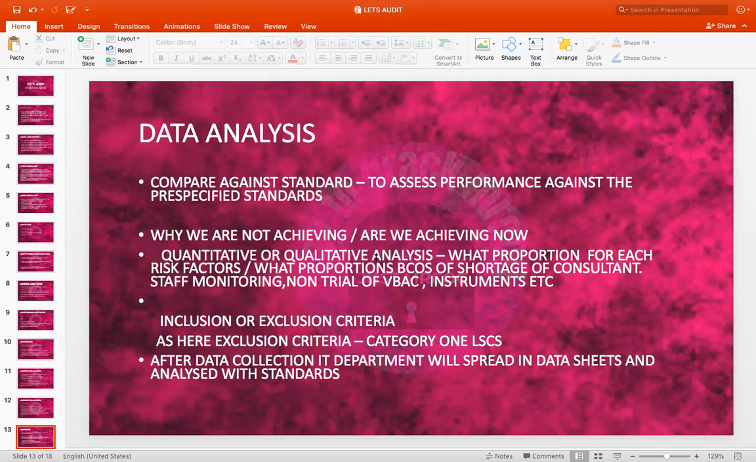For breech, they have performed 10 cesareans. For previous cesarean, they have performed 15 cesareans. For maternal request, they have performed 18 cesareans. So this is quantitative. Now qualitative: why have they performed 20 cesareans for breech rather than doing external cephalic version? This is qualitative. Why? Because there was shortage of consultants, because there was lack of training. Why pathological CTG and you did the cesarean?